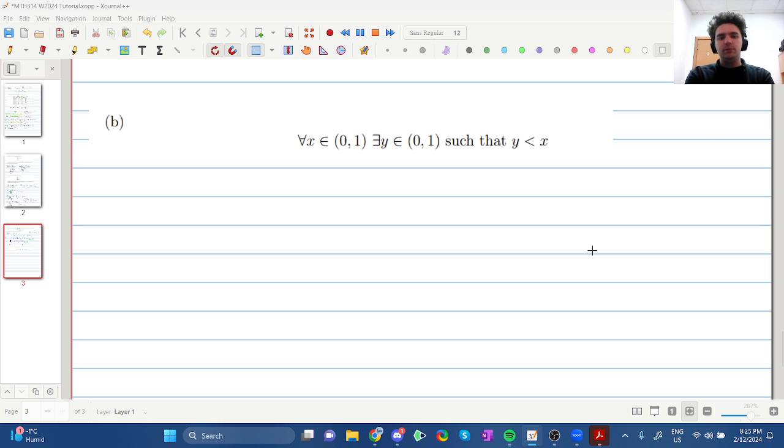Okay, I will continue. The next statement we're trying to prove says: for all x in the open interval, meaning not including the bounds, open interval 0 to 1, there exists some y in the open interval such that y is less than x. Okay, so let's draw this out a little bit.